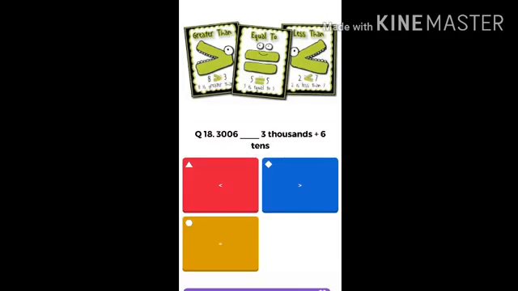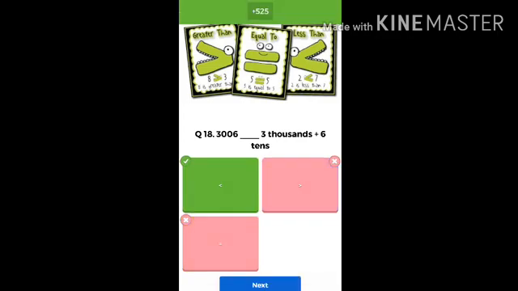Compare these numbers. Here the crocodile's mouth shows the greater than, less than and equal to signs. Crocodile likes to eat bigger numbers. Its mouth will open towards bigger numbers. First number is 3006. Second is 3006 tens. It means 3060. Crocodile's mouth will open towards 6060.